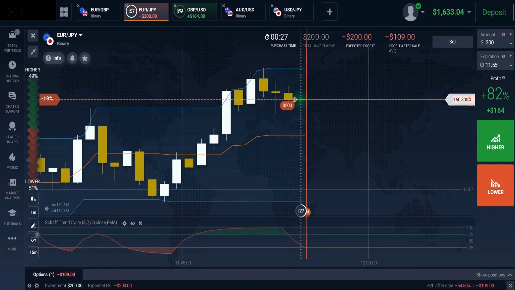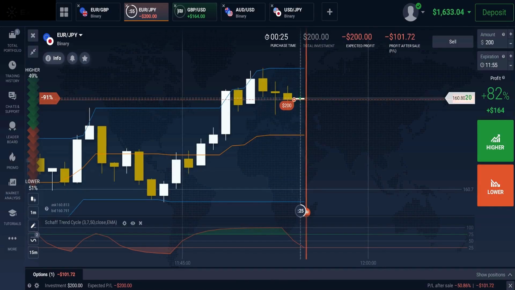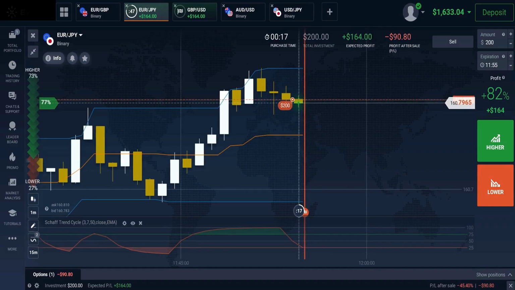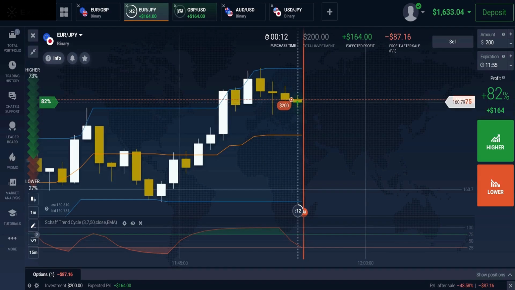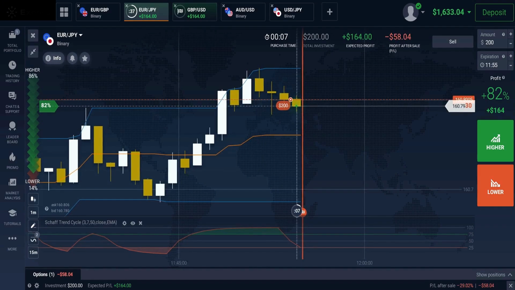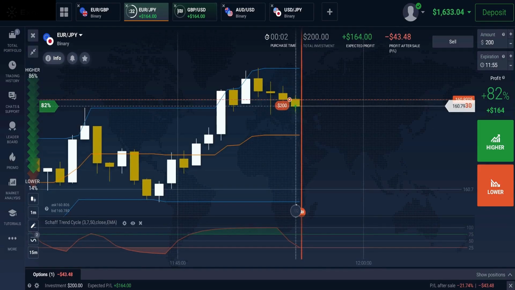Once again, we've spotted a perfect sell trade setup based on our trading rules. Here's why. The price has touched the upper line of the Donchian Channels. The Schaff Trend Cycle indicator line has reached the 100 level and is now moving downward. Everything is in place, so we've entered a sell trade. Now let's wait for the trade to expire and see the result.